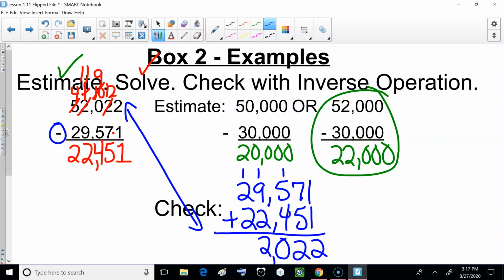1 10,000 plus 2 10,000s plus 2 more 10,000s would give me 5 10,000s. So I've got 52,022 when I added. I started with that, so that means it looks like it should be correct.